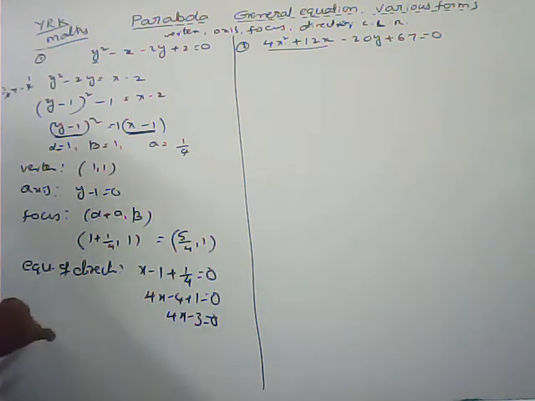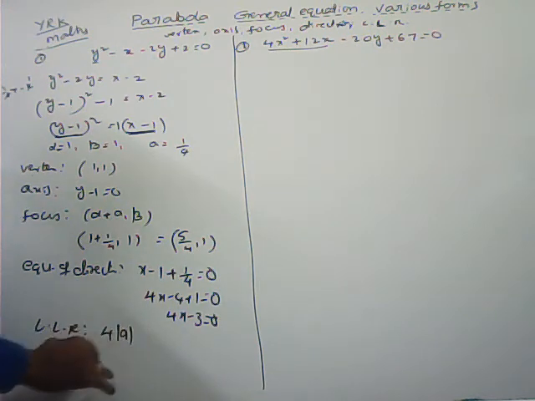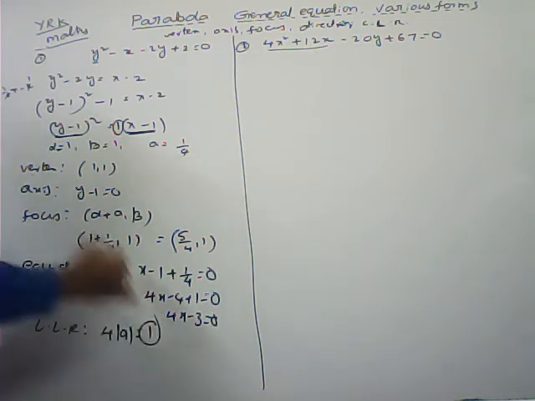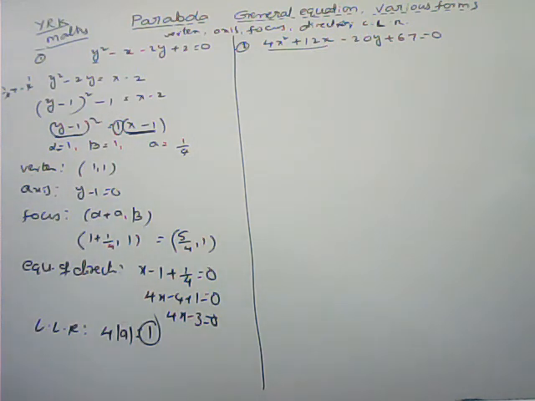Next, length of the latus rectum, everywhere the same thing only: 4 into modulus of a. Here, total what is there? That is 1 is there. Length of the latus rectum is equal to 1.